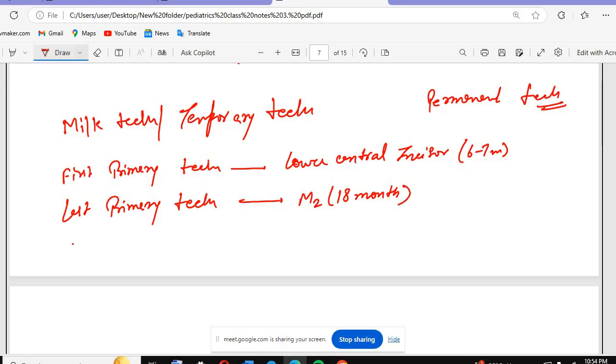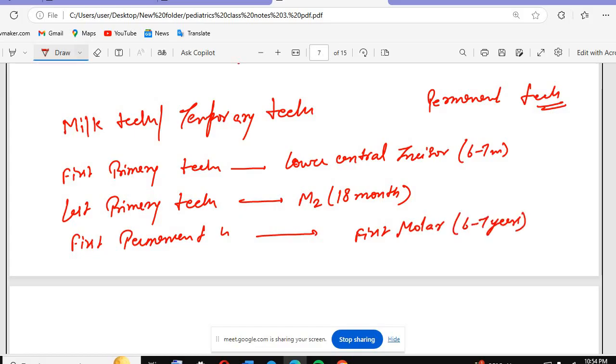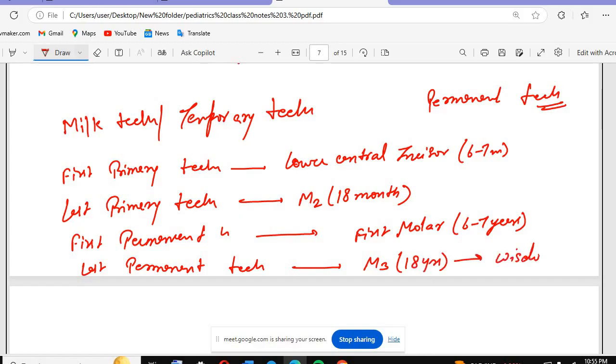Then we will talk about the first permanent tooth. The first permanent tooth is the first molar, and it comes around 6 to 7 years. Then we have the last permanent tooth, and every one of you knows that is our third molar, the wisdom tooth. It comes after 18 years.